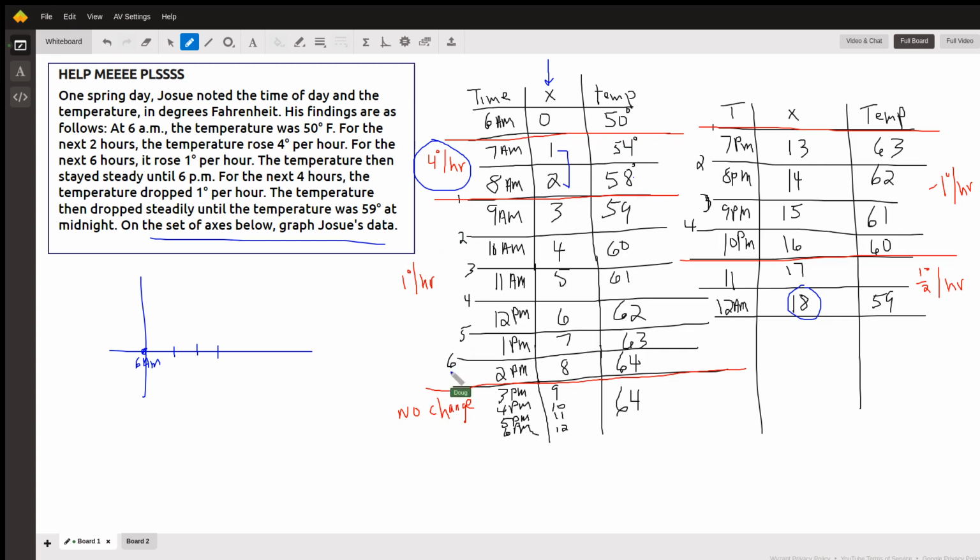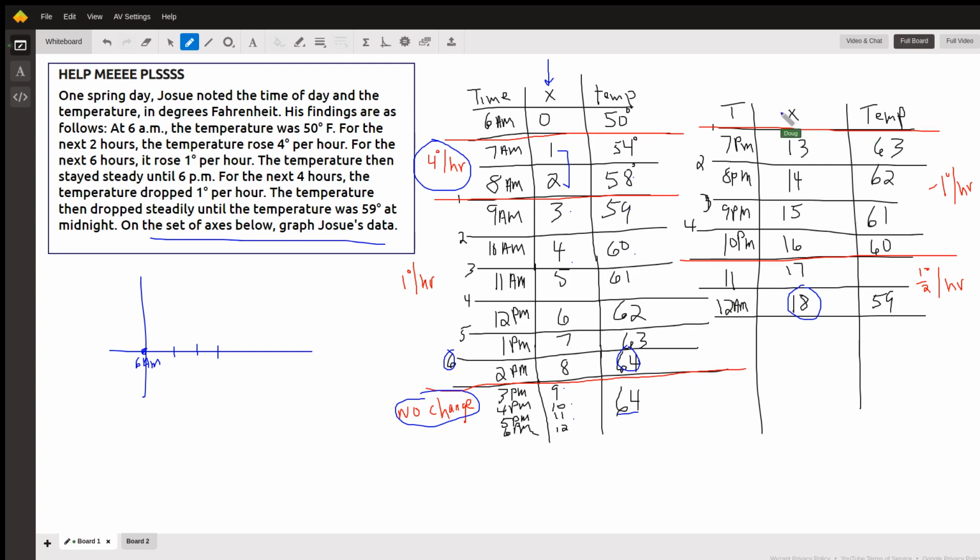Then for the next 6 hours, the temperature only goes up 1 degree per hour. So 3 to 4, 59 to 60. By the time we completed 6 hours, we've reached a temperature of 64 degrees. And for the next 4 hours, there's no change in the temperature. It just stays at 64 for hours 9, 10, 11, and 12, or 3, 4, 5, and 6 p.m.